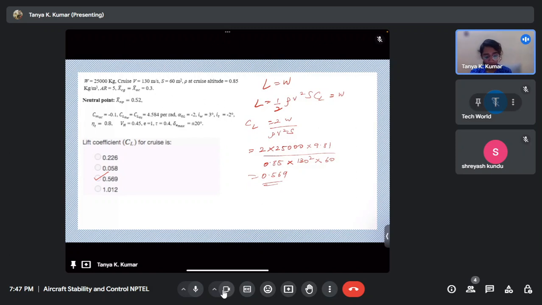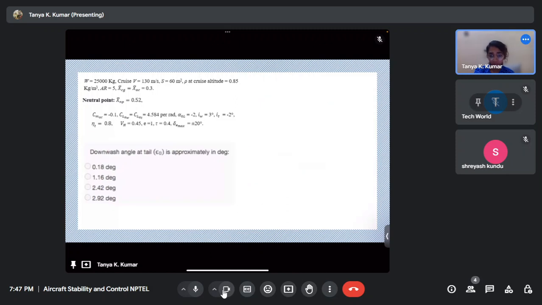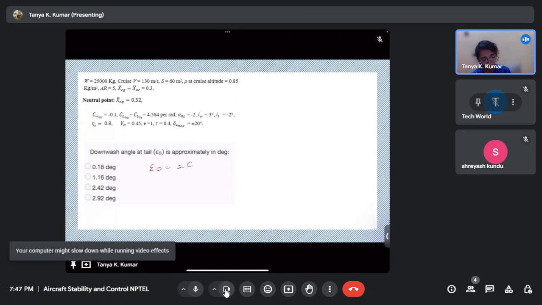Next one, the downwash angle at tail, epsilon naught, is approximately, hasn't loaded, okay, epsilon naught in degrees, approximate value of epsilon naught in degrees. Again, you know the formula, direct substitution. Try to find that out. The formula was epsilon naught is 2 CL naught by pi E AR. What do you not have here? CL naught. Try to find that out.